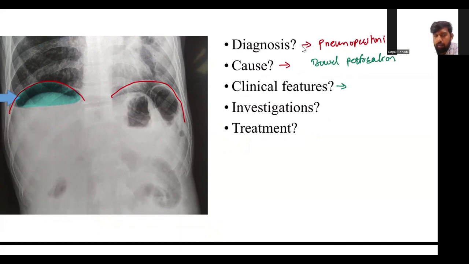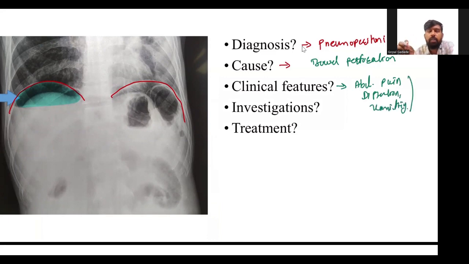So these can be signs and symptoms of peritonitis. These are the abdominal pain, distension, vomiting, and the patient may present with the signs and symptoms of toxic features like raised WBC count, fever, tachycardia, tachypnea, all that. And what are the investigations for the diagnosis of this condition?